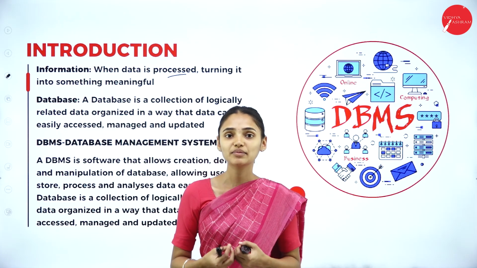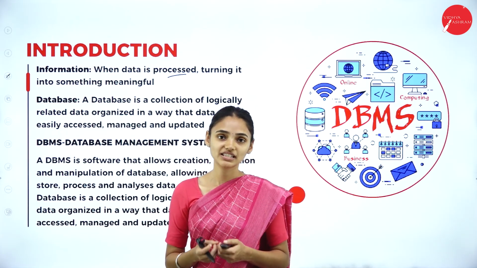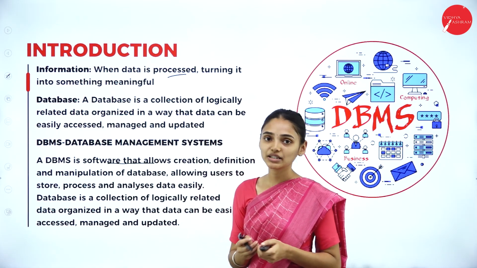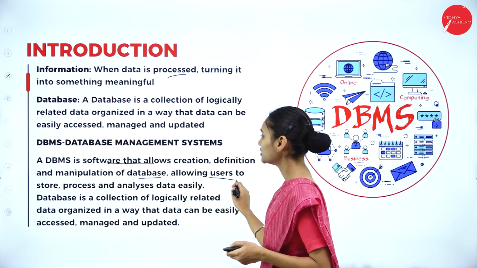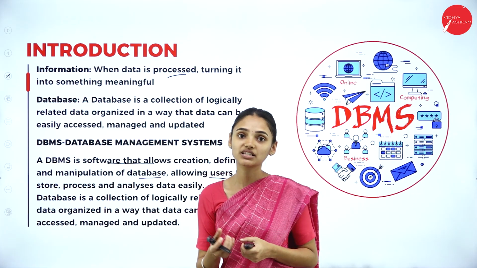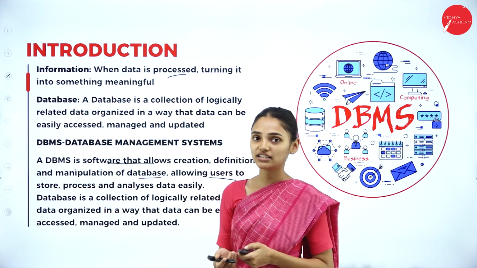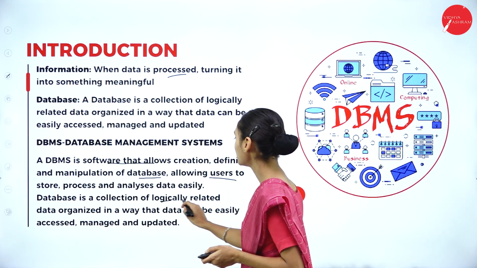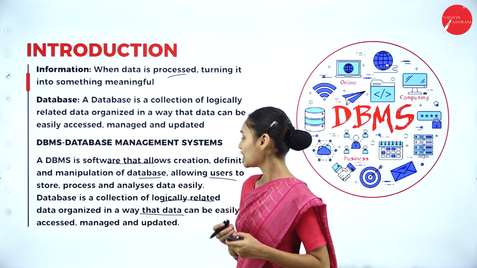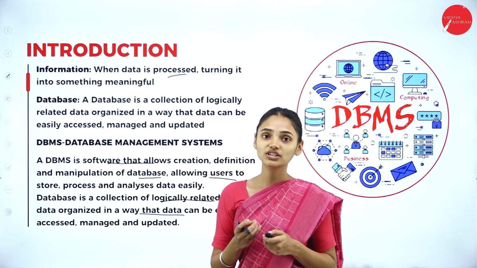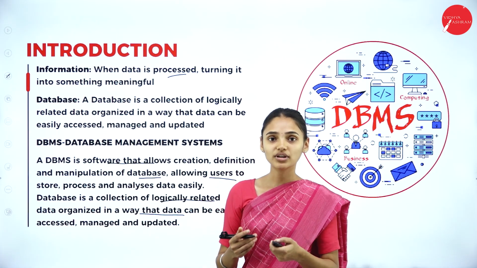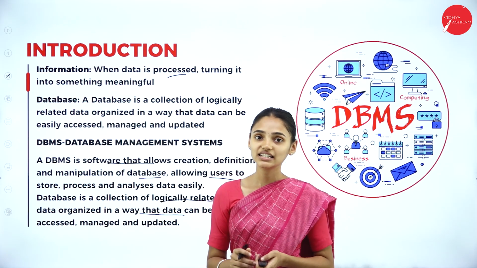Next is, what is database management system? Database management system is a software that allow creating, defining and manipulating the databases, allowing the users to store, process and analyze the data easily. So in database, we create, insert and delete and manipulate the data. It's the collection of logically related data organized in a way that data can be easily accessed, managed and updated. So which is a logically related data which include the details of that particular thing. Suppose if I say employee, which include the details of employee, that is database.